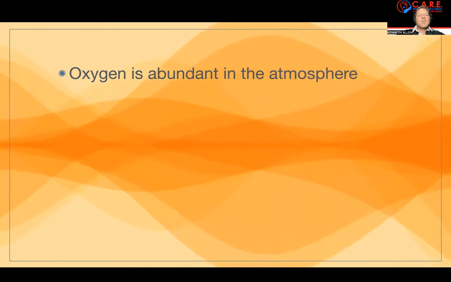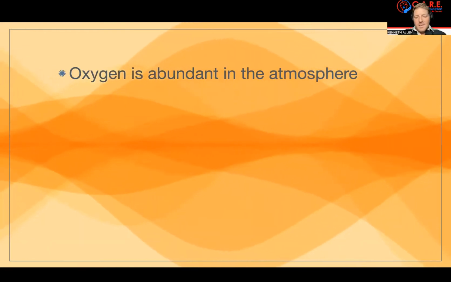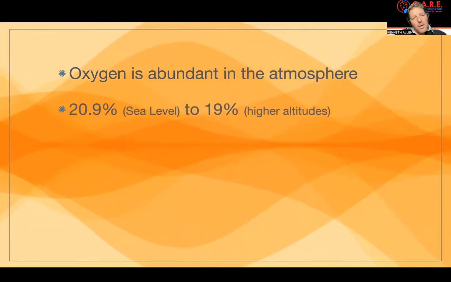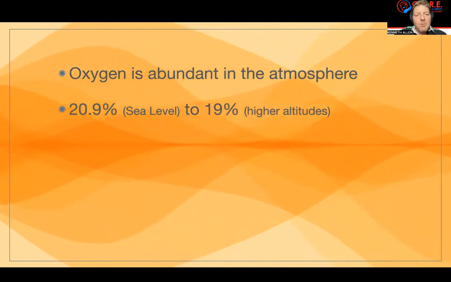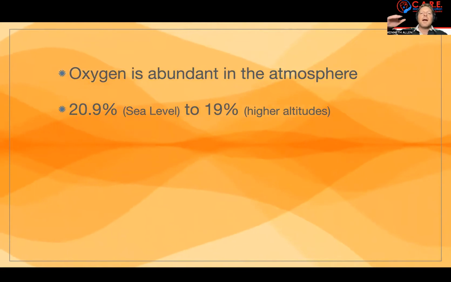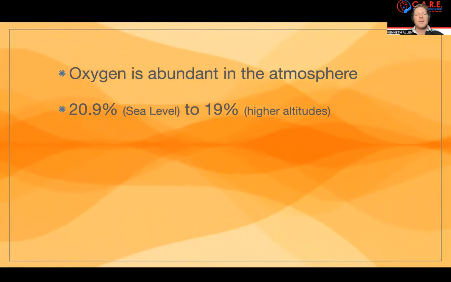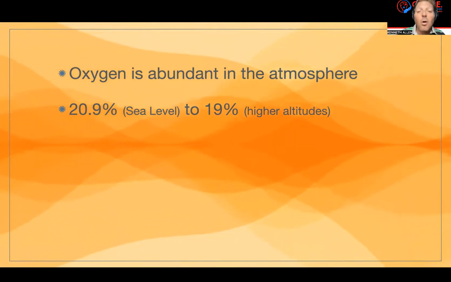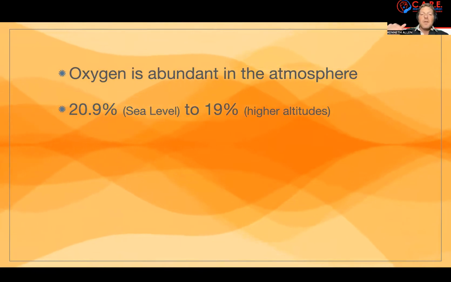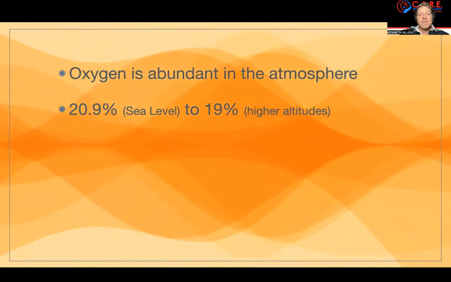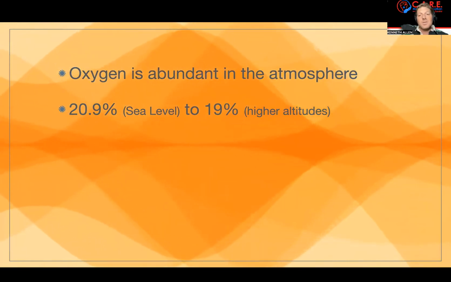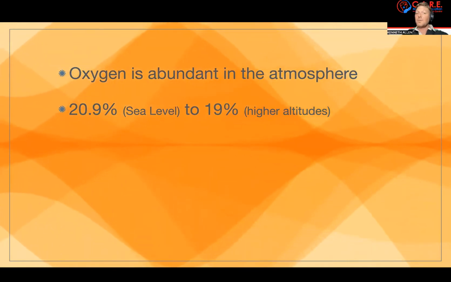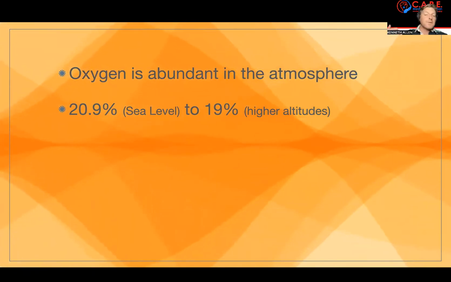So the first one, oxygen. It's obviously abundant in the atmosphere. It's about 21% where we are right now, 20.9, 21% at sea level. As you go to higher altitudes, the oxygen content, along with the atmosphere itself, becomes less and less. And that's why the Olympic training centers are in Colorado, where there's less oxygen in the air and it's harder for any person to exercise, and there's some really cool things.